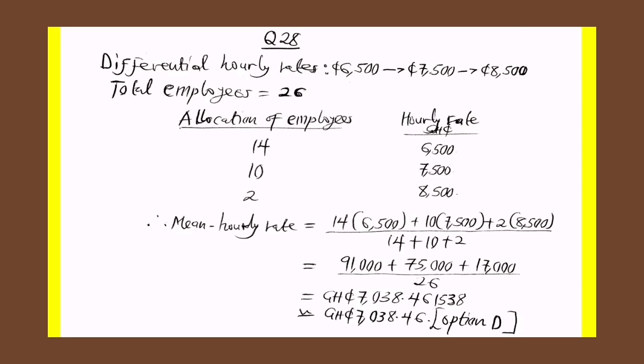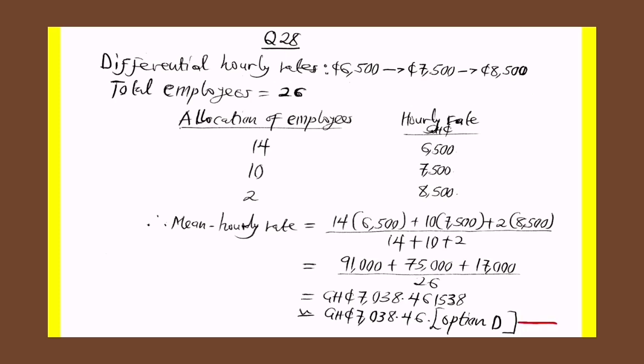Multiply the 14 by 6,500, because that's what they are paid, so that we know the total money we paid for those hourly rates of 6,500. Then 10 by 7,500. Then 2 by 8,500. After that, divide by the total number of employees, which is 14 plus 10 plus 2, in other words 26. Then you manipulate and you should be able to get your answer.